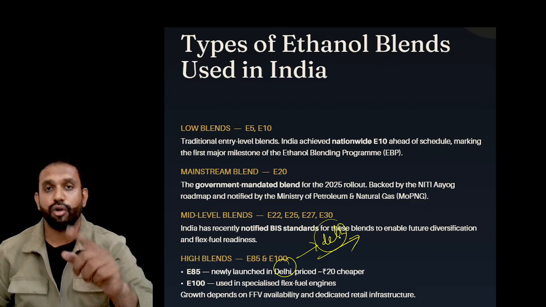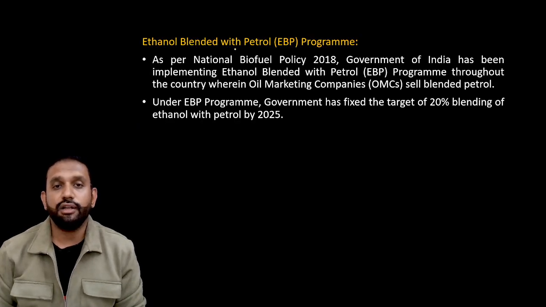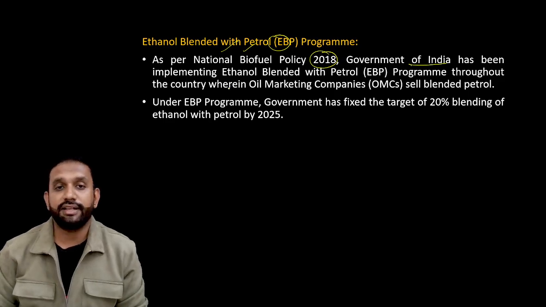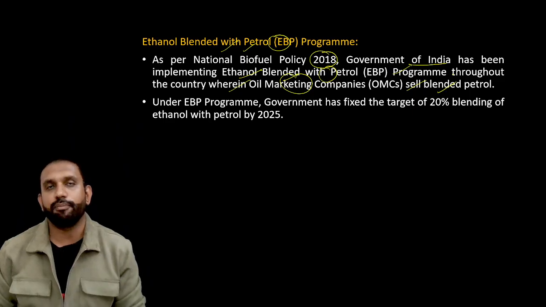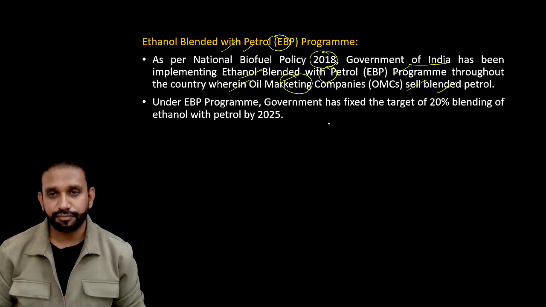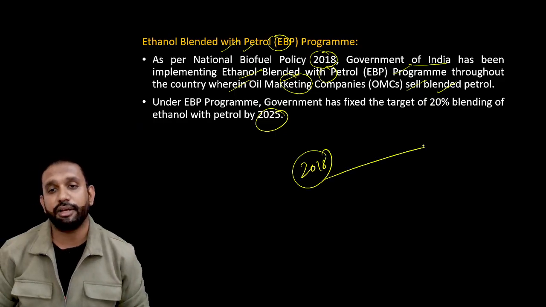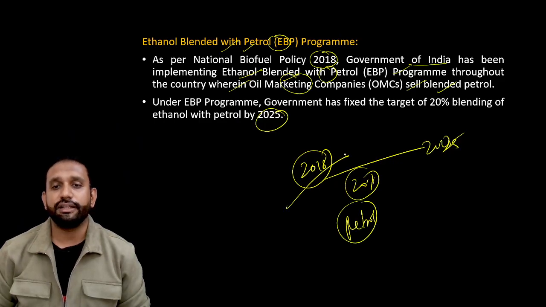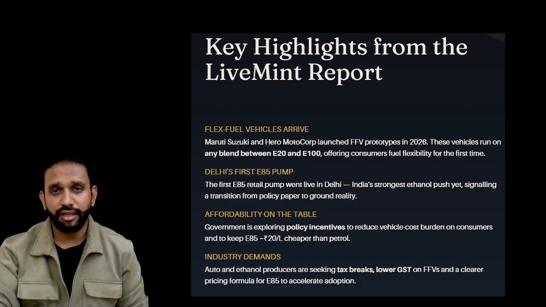Paper 1 important: energy conservation, environmental conservation, these are all important. The ethanol blended with petrol program, the Government of India first launched in the year 2018. This is a very important scheme that can be asked in Paper 1 and also in Paper 2. Government of India is implementing the ethanol blended with petrol program throughout the country, where oil marketing companies sell blended petrol. They will only manufacture, they sell directly to us. By 2025 India has fixed the target. In 2018 India said that by 2025 we will provide 20% ethanol blend petrol. So now it is already there. It means we have achieved our target.